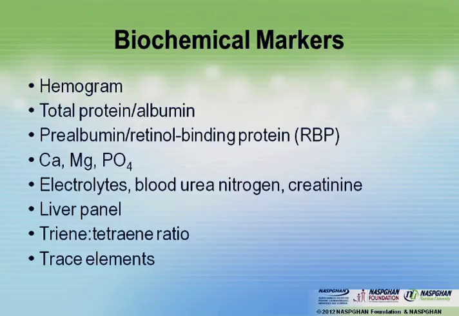nutrient levels. We do total protein, albumin, and pre-albumin or RBP. We can screen calcium, phosphorus, and magnesium, our usual routine labs. And in cholestatic disease, we do look at the triene to tetraene ratio. Now, trace element screening is problematic. There are many caveats because with trace elements you're looking at a dynamic condition where they are sort of freely fluxing from serum to other body stores. And the same thing with fat-soluble vitamins. They seem to be in a continuous state of flux.